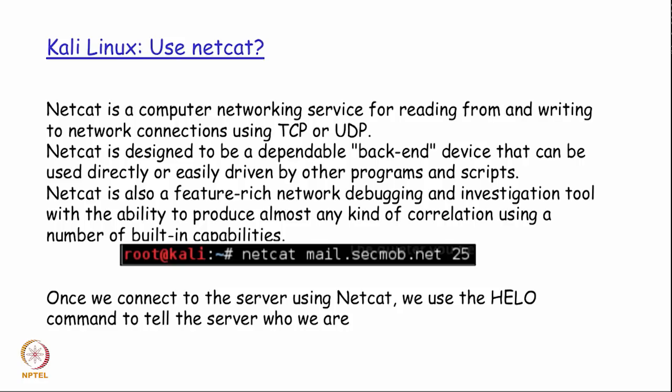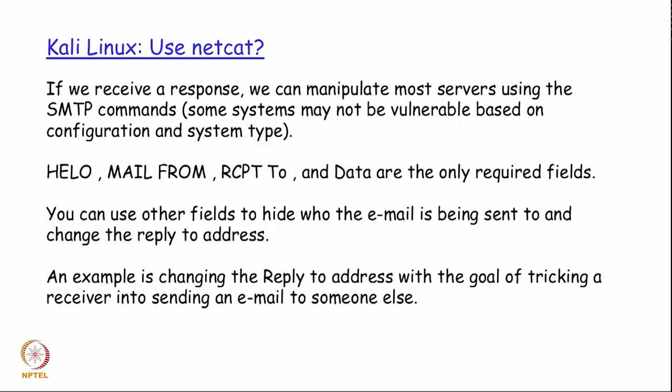So, if you, for example, say netcat mail.secmob.net followed by the port number, port number 25, as most of us would know, is a well known port that is typically used by SMTP mail servers. That is the default well known port number used for the mail server. Once we connect to the server using netcat, we could make use of the hello command to tell the server who we are, right.